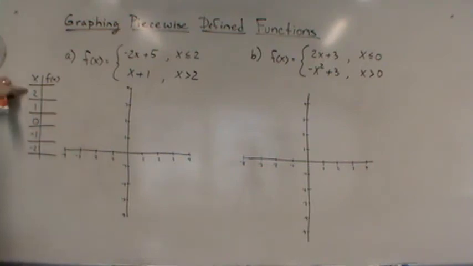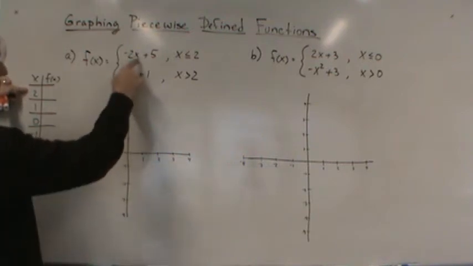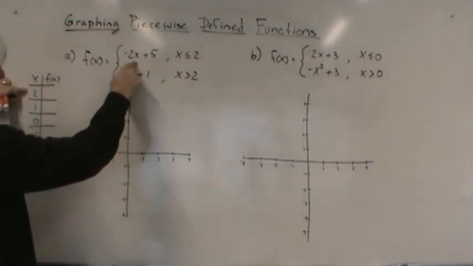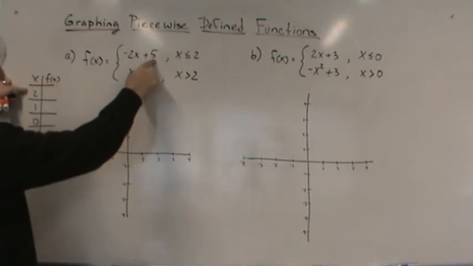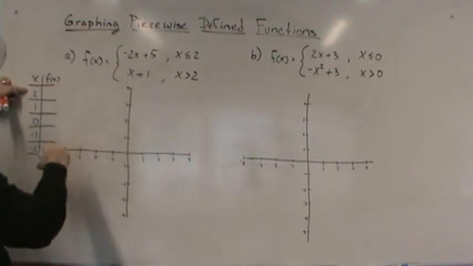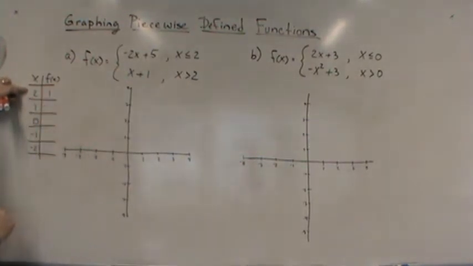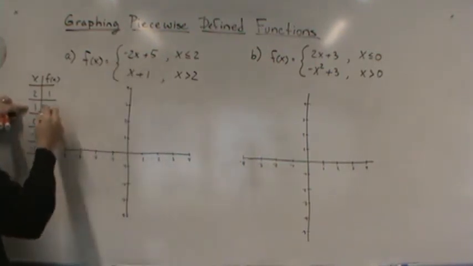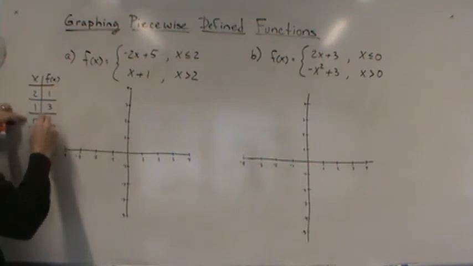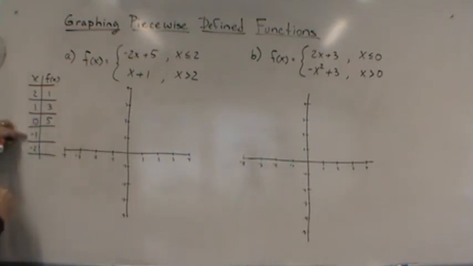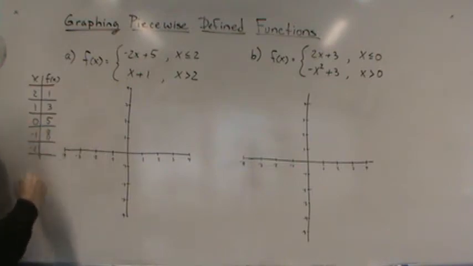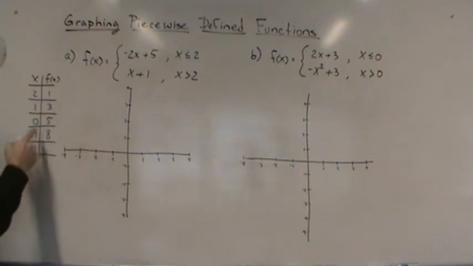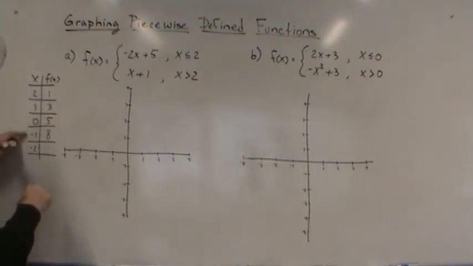At 2, what's the value? At 2, this is going to be -4, and -4 plus 5 is 1, so that's going to give us a 1. When x is 1, we get 3. When x is 0, it's going to be 5. And when x is -1, we get 8. So notice what's happening here. It's going up by what? Oh, hold on. Did I make a mistake here?